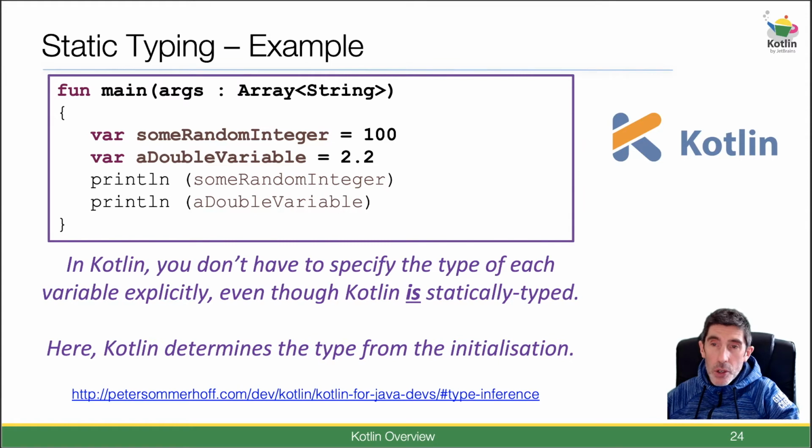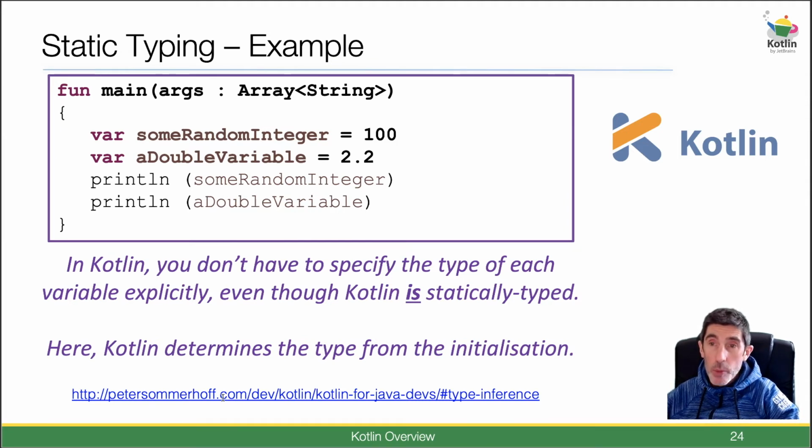In Kotlin, you don't have to specify the type of each variable explicitly, right? Even though Kotlin is statically typed, it determines from the initialization, from the value you assigned, what the type is. As in that example, some random integer gets a value of 100. The Kotlin compiler will know that some random integer is an Int class, and give you access to the behavior and functions that come with the integer class.